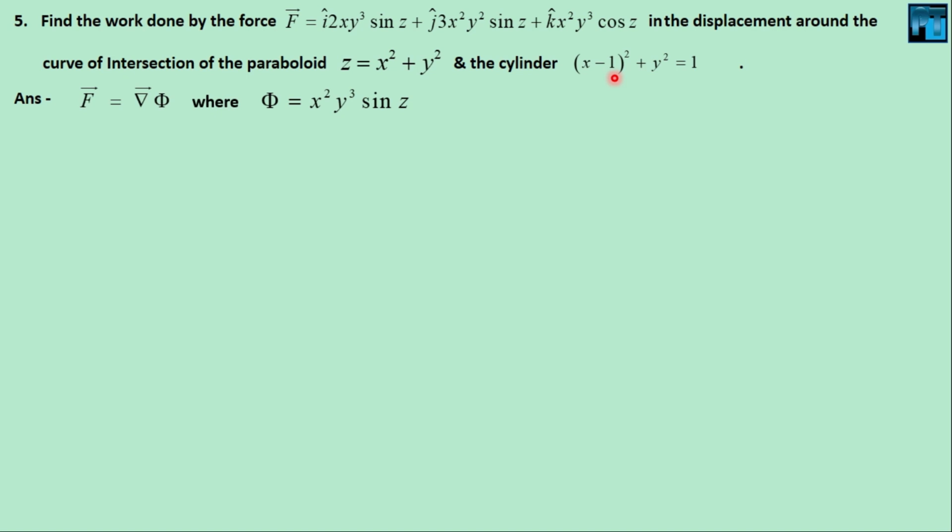There is one very special thing. Whenever this type of problem is given to you, find the work done by this and this, and the curve is a little bit hectic, a little bit complex, always think first that this f may be written as f equal to del phi. Now it is your smart work to evaluate the phi. Here phi is x square y cube sin z.